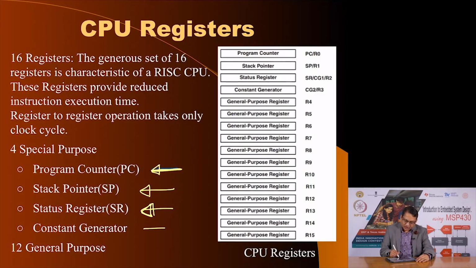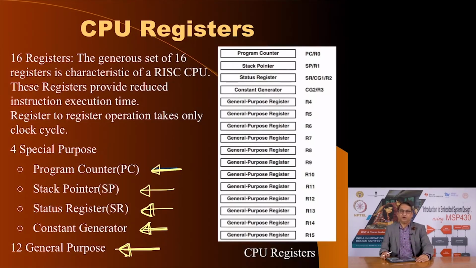And there is an interesting concept called the constant generator. In many programs you require certain constants, and this constant generator offers you that flexibility without having to store them in your program. And then apart from that, you are left with 12 general purpose registers which the CPU utilizes.